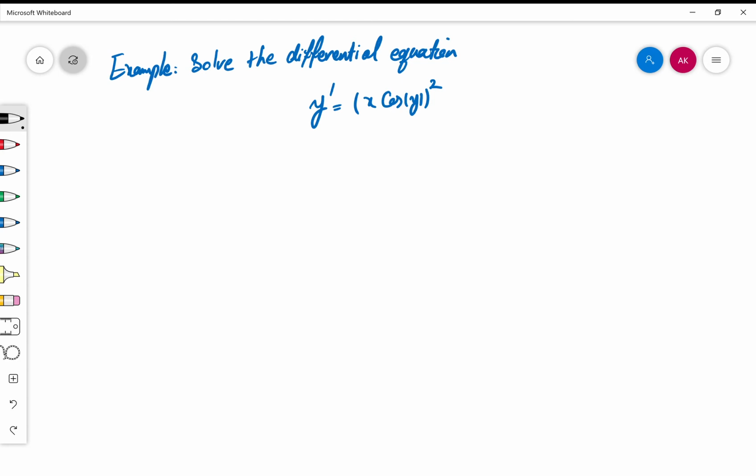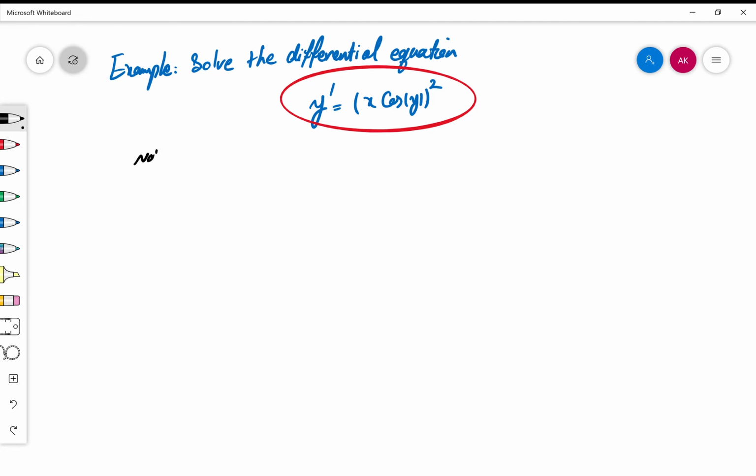Okay, let's solve another differential equation. Y prime equals x times cosine of y squared. The first step always in solving differential equations is to identify the type of the differential equation.